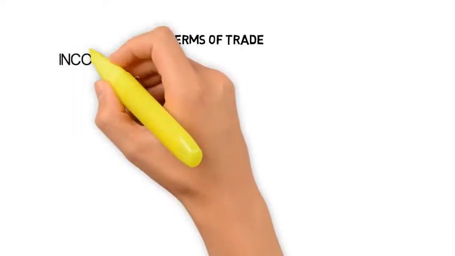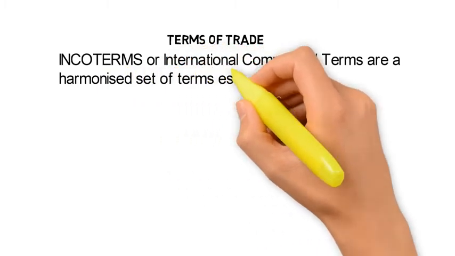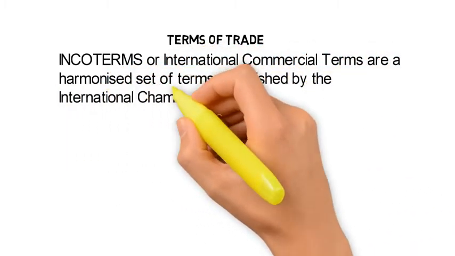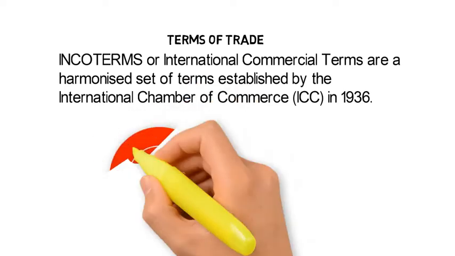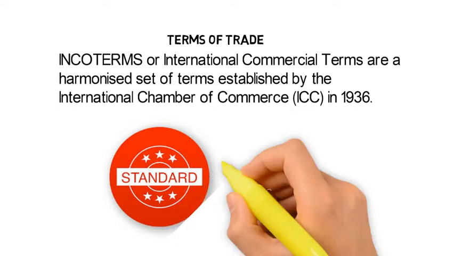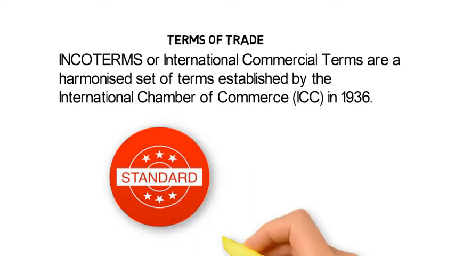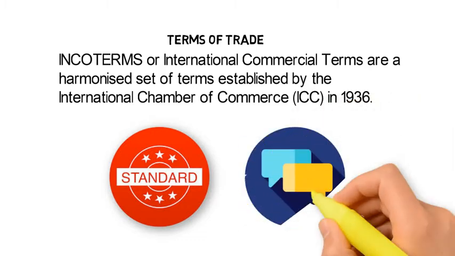Incoterms, or international commercial terms, are a harmonized set of terms established by the International Chamber of Commerce in 1936. It became necessary to have standardized definitions that allowed for clear communication between buyers and sellers with regards to the tasks, costs, and risks associated with global transportation and delivery of goods.